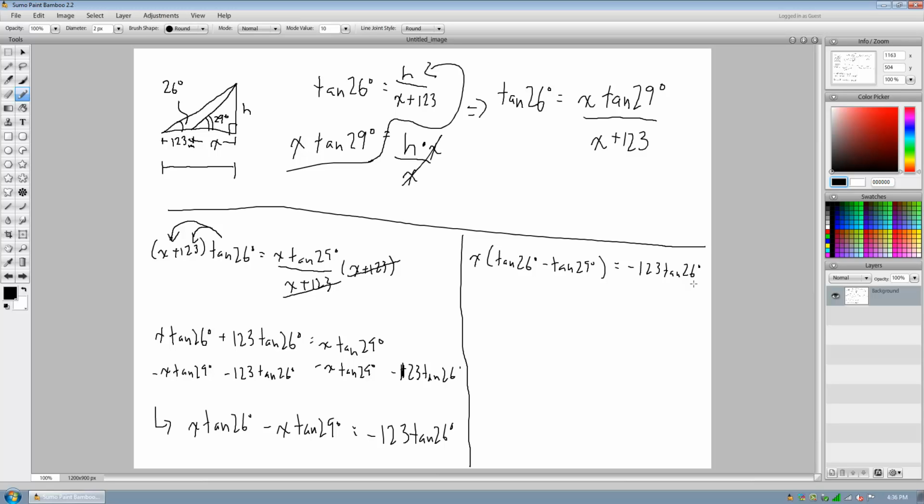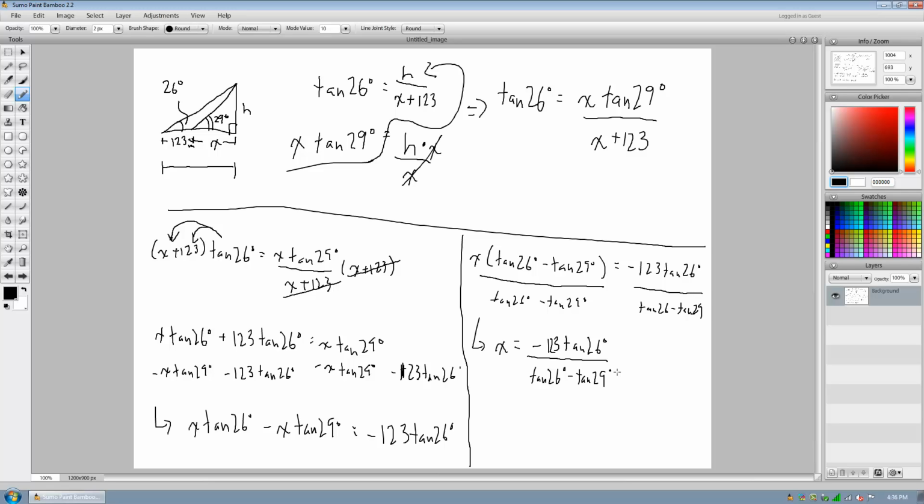Alright, and now to get rid of this stuff in the brackets on the left and just be left with an x, ooh, that's a nice fraction mark, I'm going to divide both sides by tan 26 minus tan 29. So the tangent of 26 minus the tangent of 29, and I have to do this to both sides because it's an equation, tan 26 minus tan 29. Okay, so what I'm left with at the very end of it all is x is equal to negative 123 times the tangent of 26 degrees over the tangent of 26 degrees minus the tangent of 29 degrees.